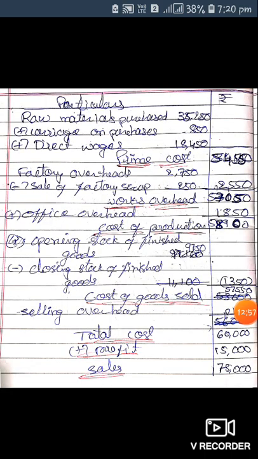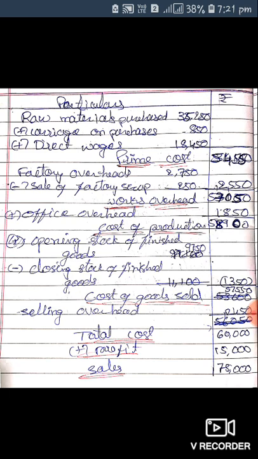Here they have given simple information according to that which we have prepared earlier. So according to that, the same proforma is followed to prepare this cost sheet also. First we have to take the raw material which they have purchased of rupees 35,250, and they have the carriage on purchases, which they have paid for, maybe for transportation. That is 850 rupees, and the direct wages for the production, that is 18,450 rupees paid by the company.